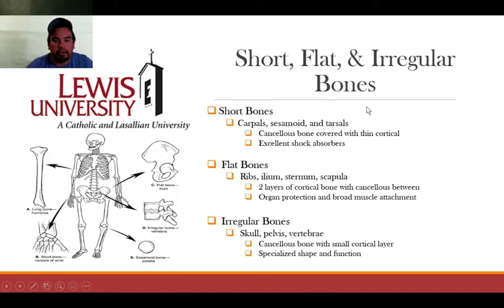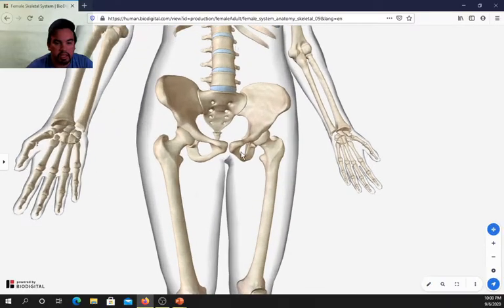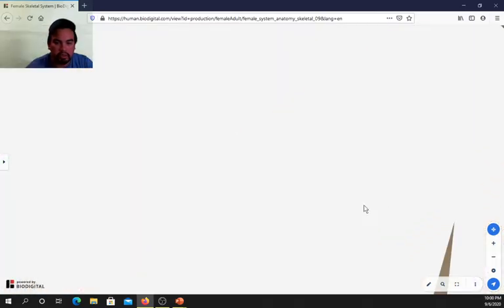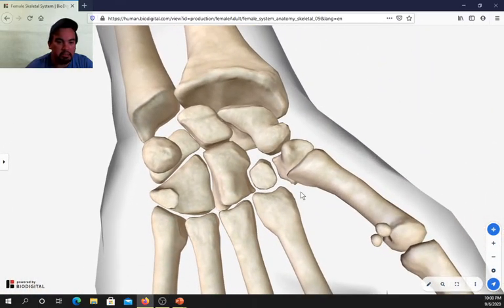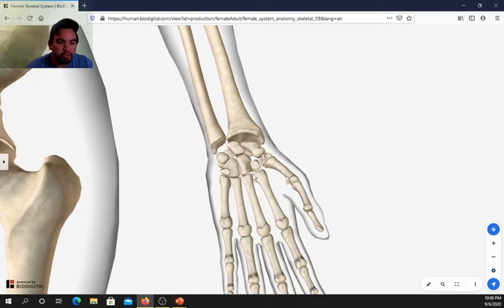Then you have short, flat, and irregular bones. Short bones are our carpals, our sesamoids, and our tarsals. It's a cancellous bone covered with thin cortical bone, and it's excellent at shock absorption. If we look at where those bones are, look at these guys here, right? What is these little guys' function? To be highly mobile, and if you fall, what do you usually do? You put your hand out, right? So instinctually, these guys have to be able to compact and absorb a shock without getting hurt.